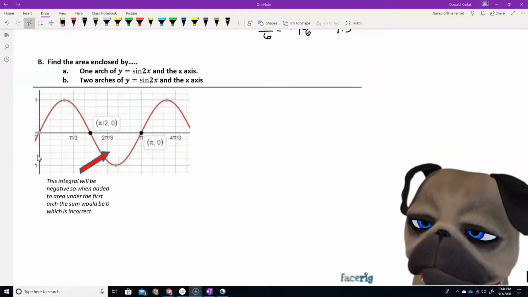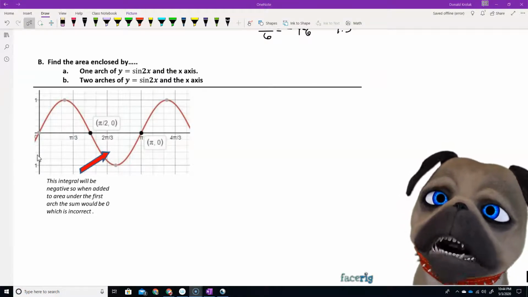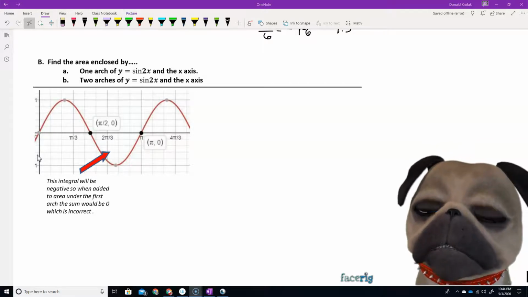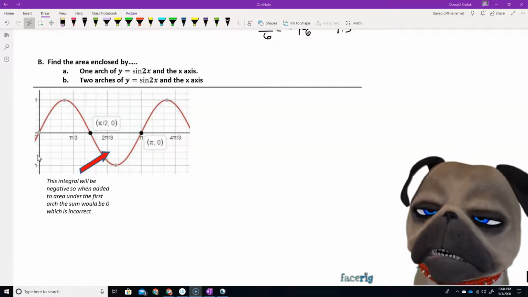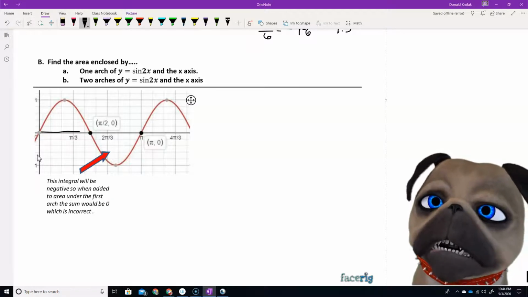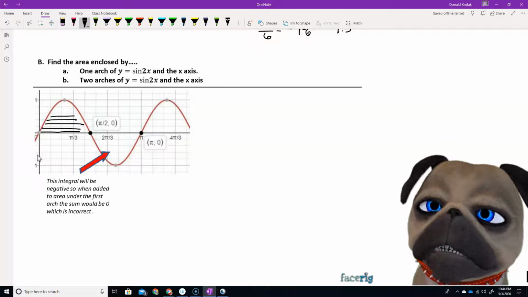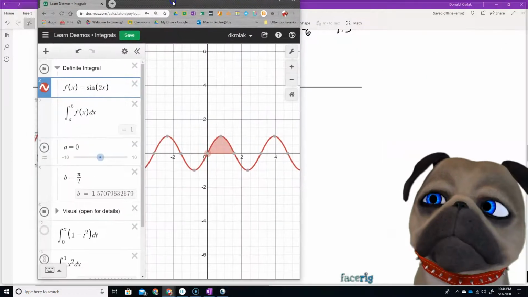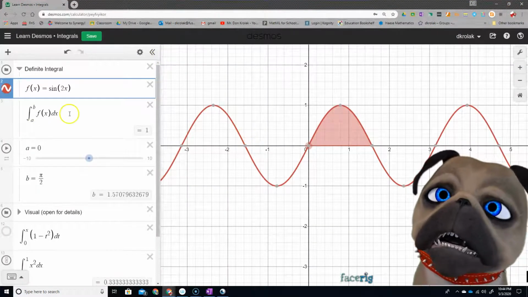Example B: find the area enclosed by one arch of y equals sine 2x and the x-axis, and then two arches. So the first one wants us to find this area right here. Okay, so I graphed it over here on Desmos just so we get a quick look at it.